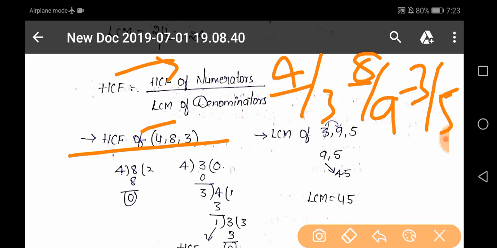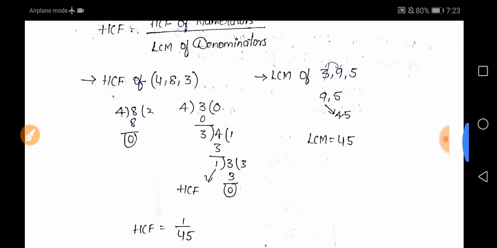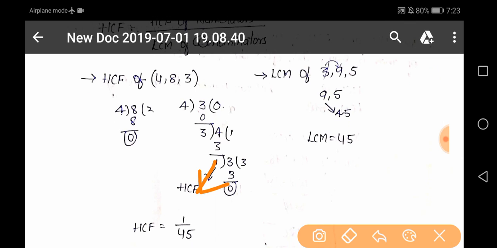So when we get, see here also, do first for 8 and 4, you get 0. 4 is a temporary HCF. Now 4 with again 3. So you didn't get it here. Just do it in a process. Here you got an HCF of 1. When you get a 0, then that one will be considered as the HCF. So the HCF of 4, 8, 3 is 1.